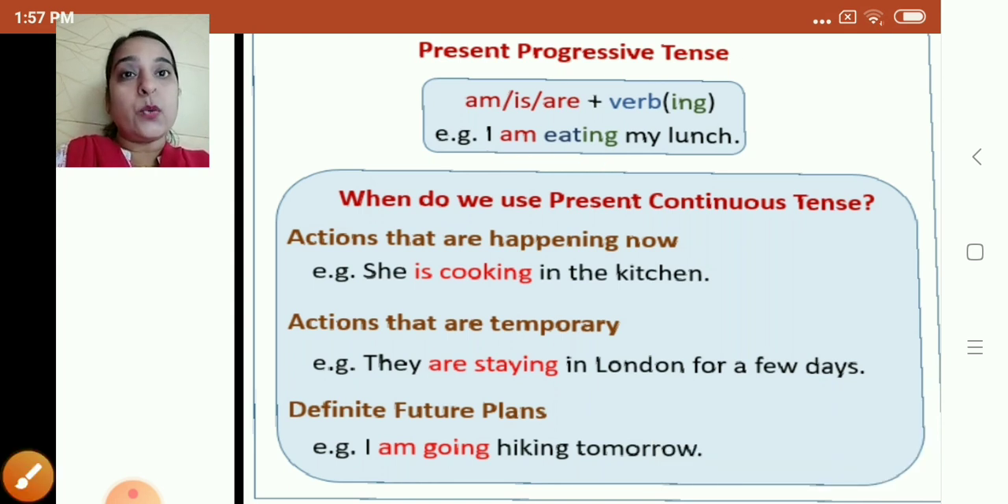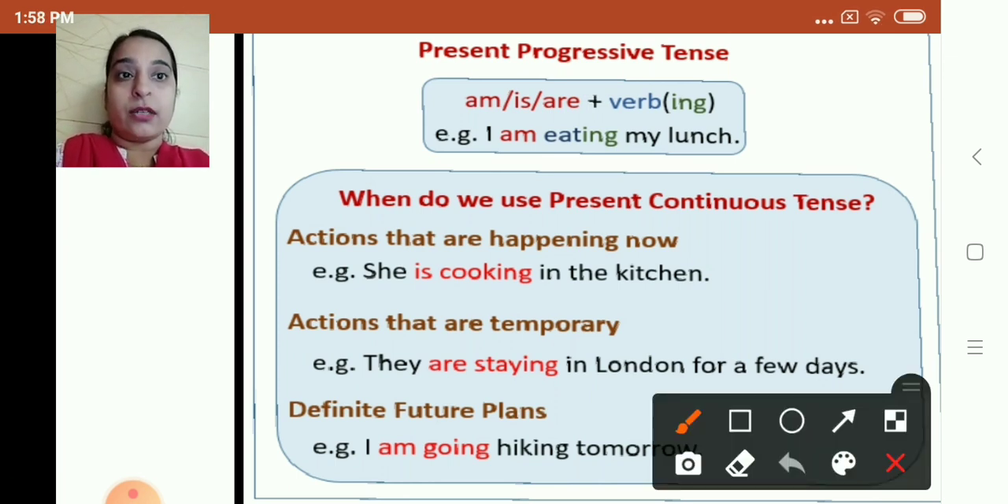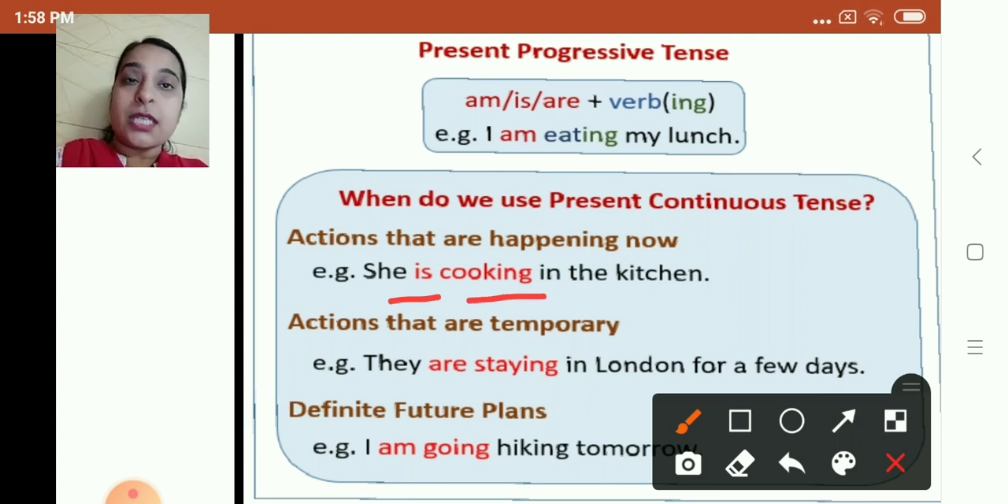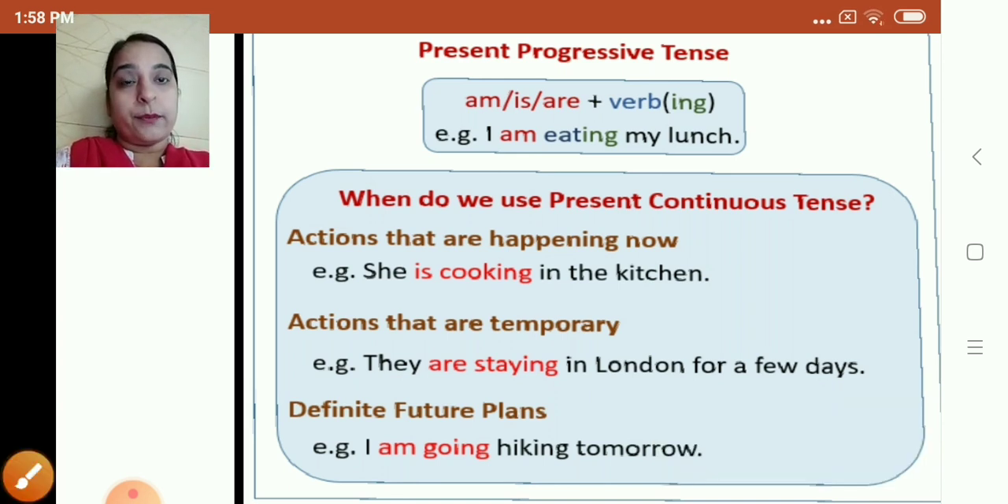Now, when do we use present continuous tense? Actions that are happening now. She is cooking in the kitchen. It is present, right? So she is, and ing is added to the verb. Actions that are temporary. They are staying in London for a few days. Then definite future plans. I am going hiking tomorrow. So see how the present continuous tense is used.